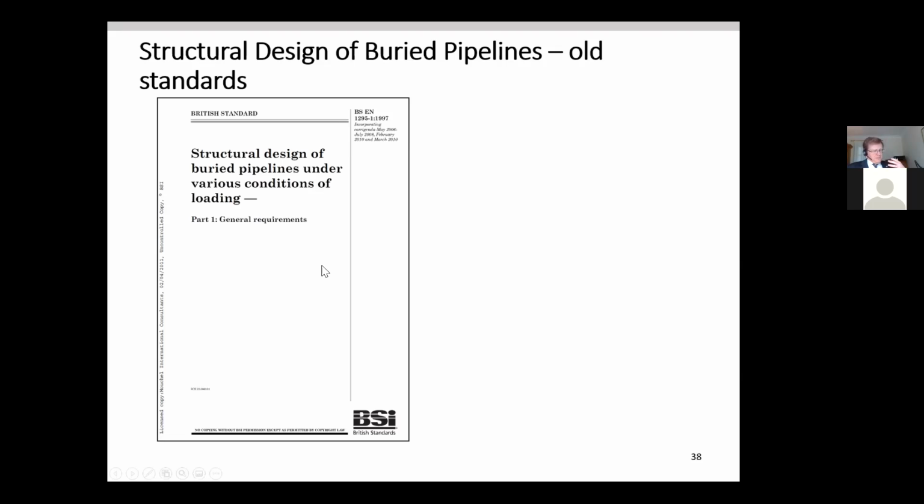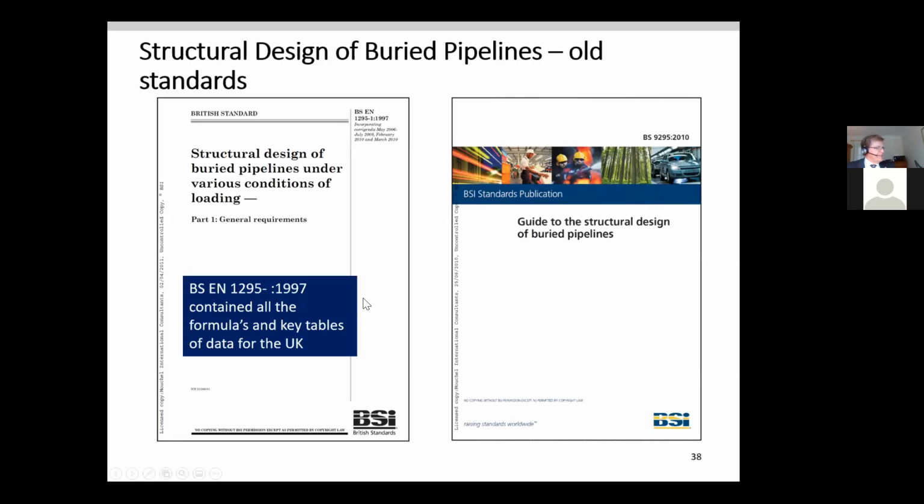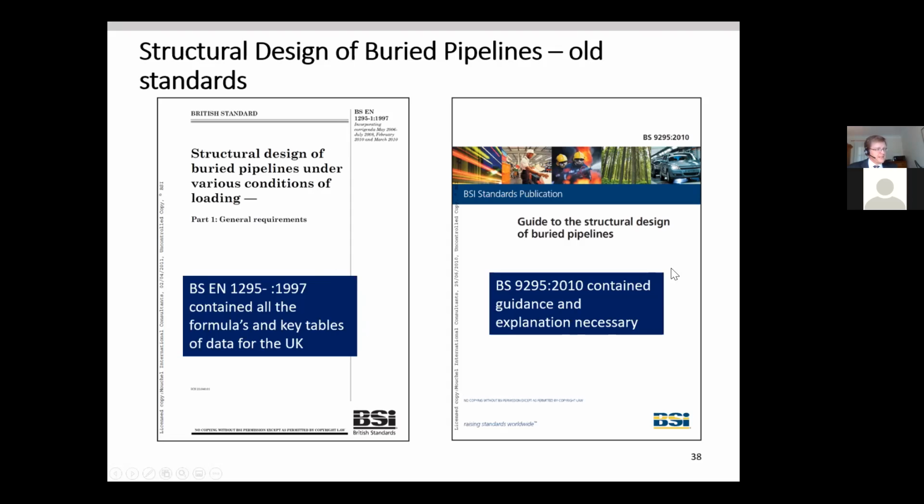But the fact that it became a collection of hints as to how the different European nations designed buried pipes meant that it was limited as to what Jonathan could put in. So all the formulas were in here, and what Jonathan then did was he started to write a guide to the structural design of buried pipes. And after he sadly passed away, Sandra Ralph Dickinson picked this up and worked with BSI and an excellent committee of people. And in 2010, they actually published the guide to the structural design of buried pipes. So what we had prior to the latest revisions was all the formulas and key tables and data for the UK in 1295, and all the guidance and explanation in 9295, and you had to buy both documents.